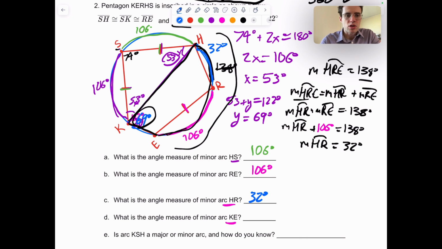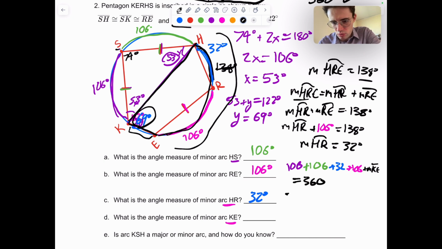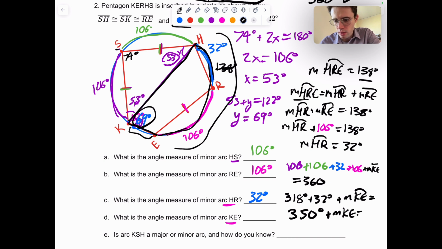And we know that all of these arcs, so 106 plus 106 plus 32 plus 106, will all add up with this last arc, arc KE, to make 360. So if we add them all together, we get 106 times 3 is 318. 318 degrees plus 32 degrees plus the measure of KE gives us 350 degrees plus the measure of KE equals 360 degrees. So the measure of KE must be 360 minus 350, which is 10 degrees. All right, so we've got 10 degrees right there.